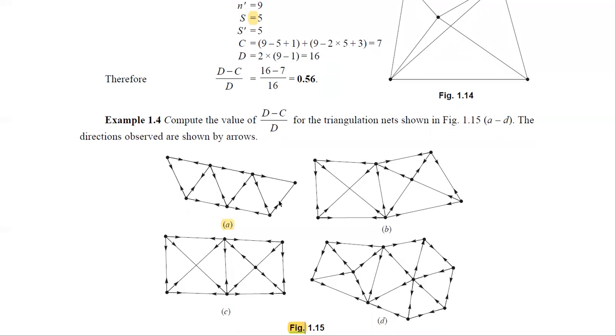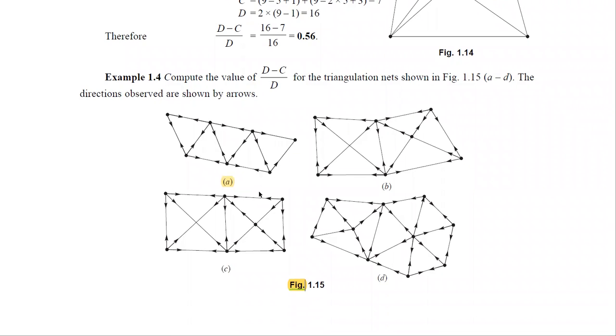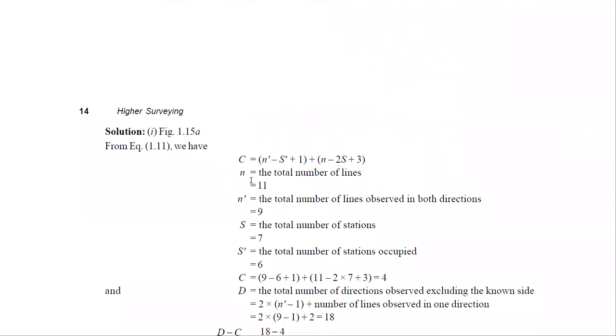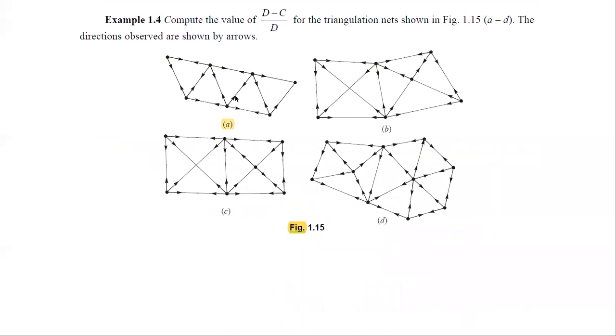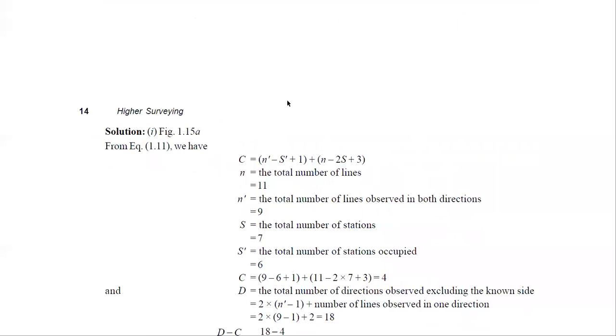So now we have seen what n is and what n dash is. In the first figure, the total number of lines is 11, and among them only two have been observed in only one direction, that is, these two lines have been observed in only one direction, and the others have been observed in both directions. We have seen through the two stations, from here or from here for this line. So except these two lines, each line has been observed in both directions, so that will be 9.